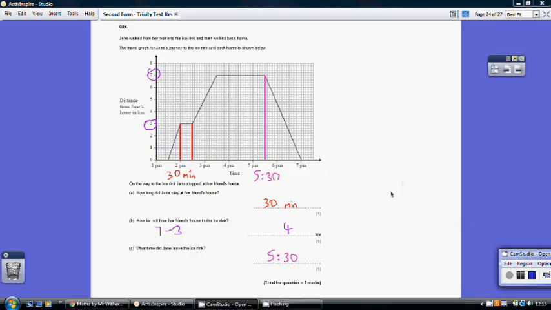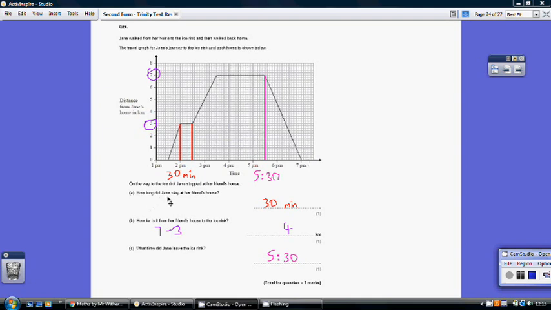Question 24. So this is Jane's distance time graph. We're told this is her walking to the ice rink, stopping at her friend's house on the way. So this is her walking to her friend's house. This little bit here is when she's staying at her friend's house. This part here is her walking to the ice rink. This is her time at the ice rink, and this is her journey home.